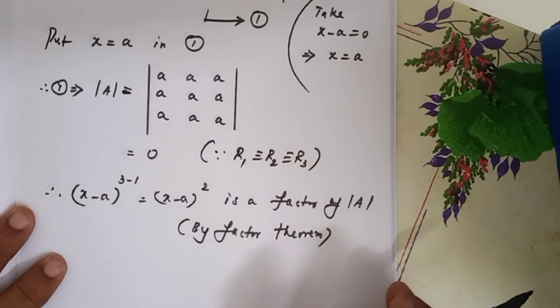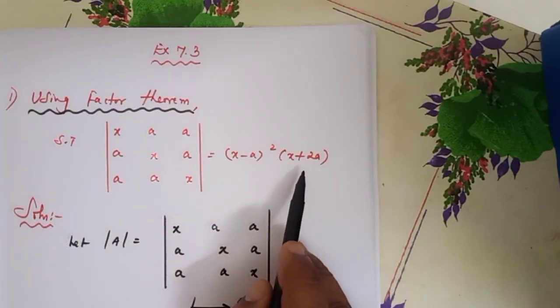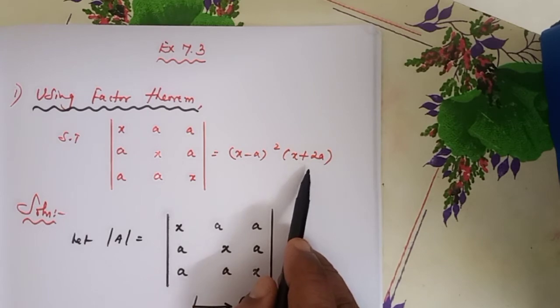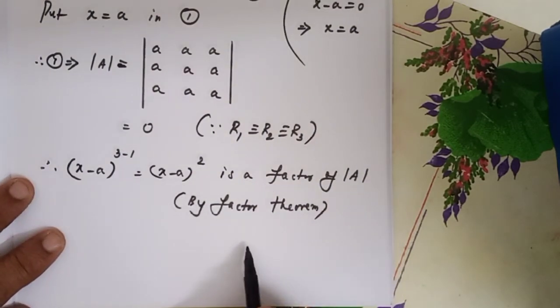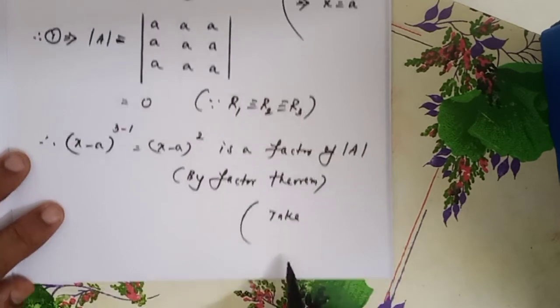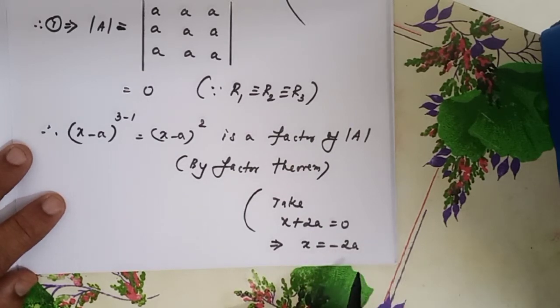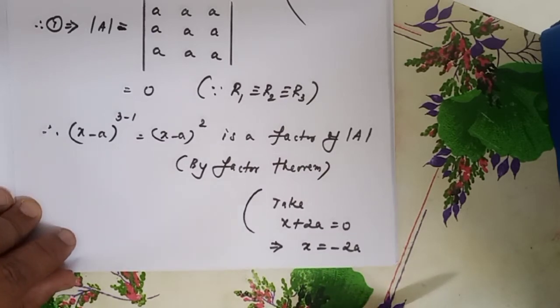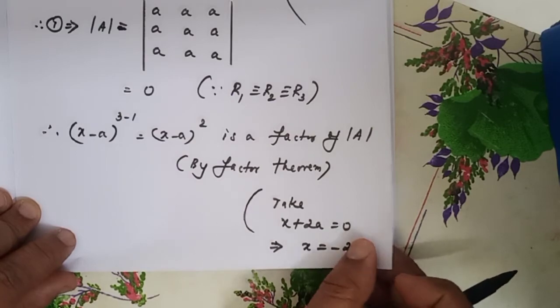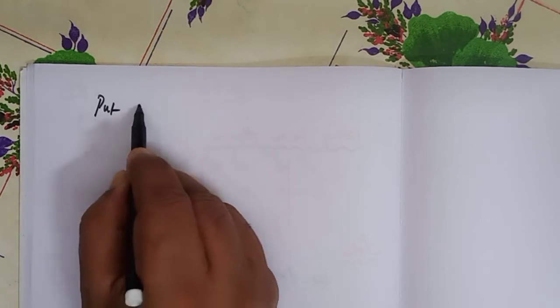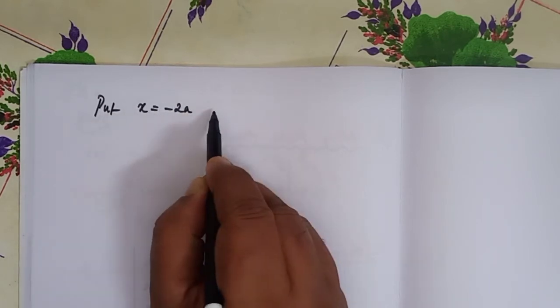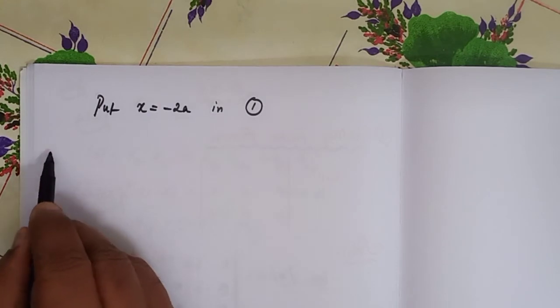Okay, now what is the next factor on the right hand side? x plus 2a. Consider it as 0. Take x plus 2a equal to 0, which implies x is equal to minus 2a. Now we can replace x by minus 2a in equation number 1. Put x equal to minus 2a in equation number 1.